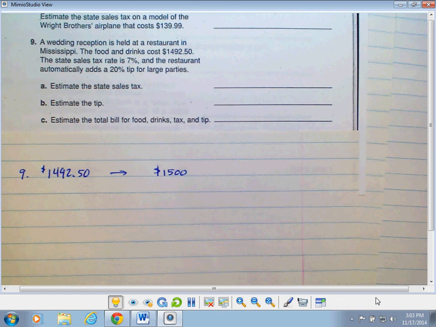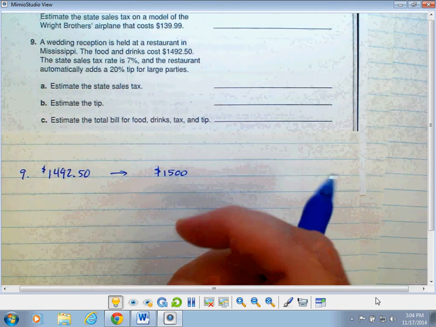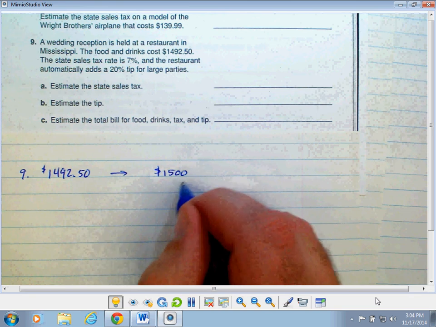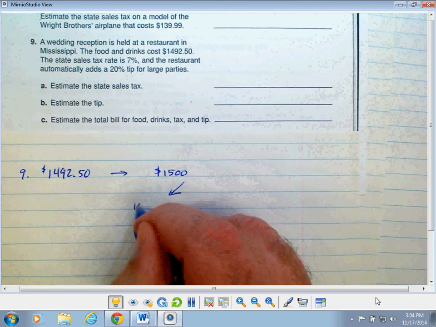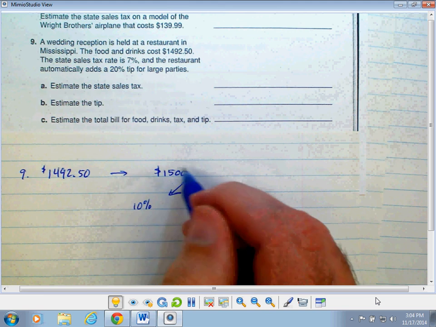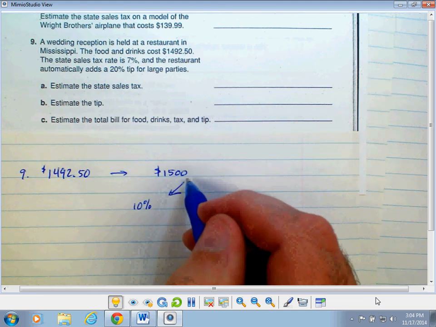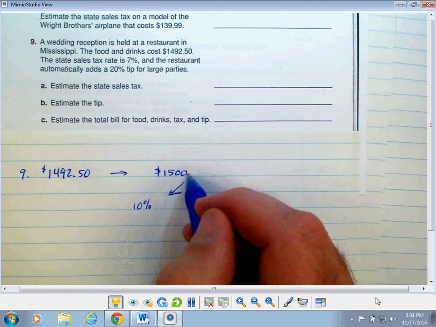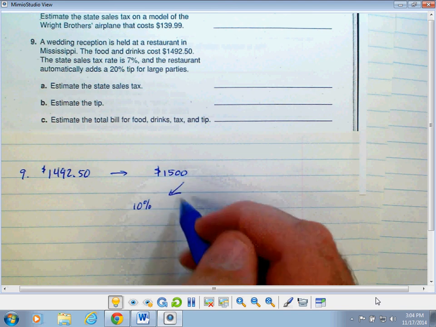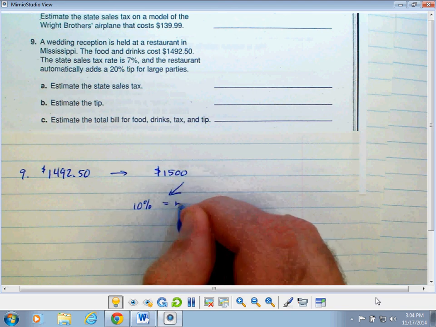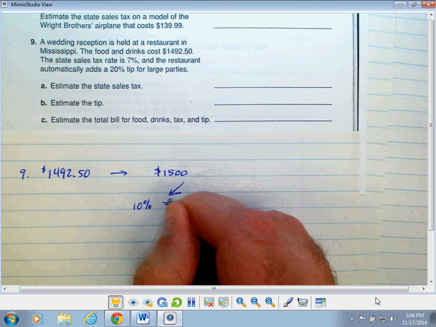Okay, here's what I would suggest you do. You want to learn how to figure out what 10% of an amount is and what 1% of an amount is. And it's a real simple thing. 10% is found by just taking whatever you start with and moving the decimal point from where it is to the left one spot. So 10% would be $150.